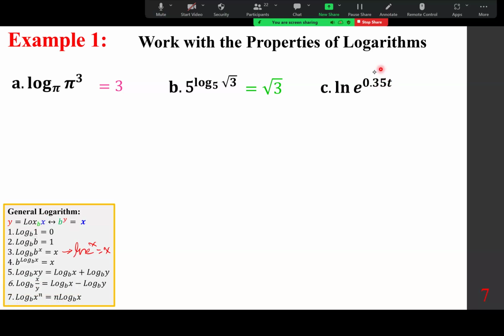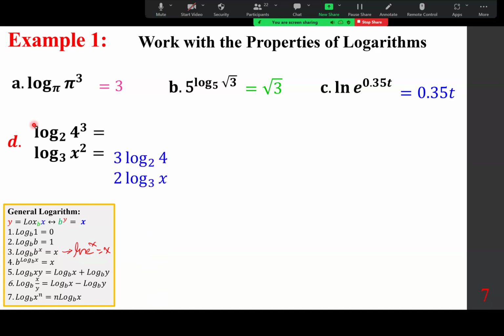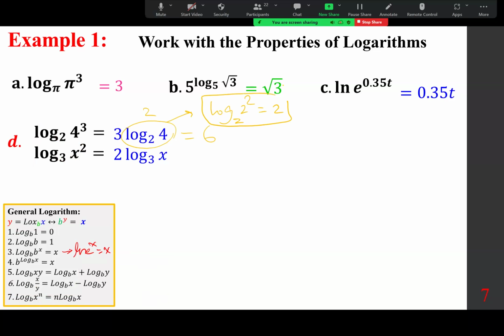Therefore, the answer is 0.35t. So recognition of the properties from general log is important. Log base 2 of 4 cubed, we can put the 3 in front. Log base 3 of x squared, we can put the 2 in front. Now, one thing I want to tell you, some of you may recognize this one as 2, and the answer becomes 6 because log base 2 of 4 is log base 2 of 2 squared, which makes it 2. But that wasn't the point of this question.